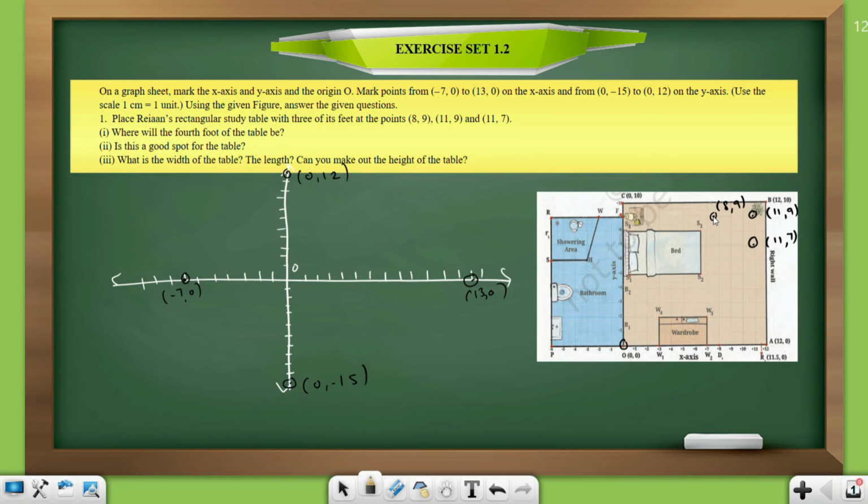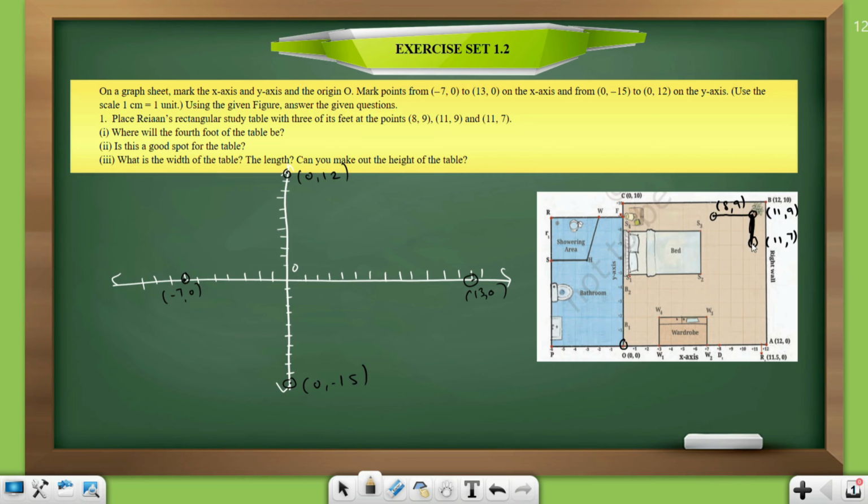They are saying that these are the feet of the rectangular steady table, right? If I connect these three dots, are we getting a rectangle shape here? No, since we have only three dots, we are able to draw only a triangle.